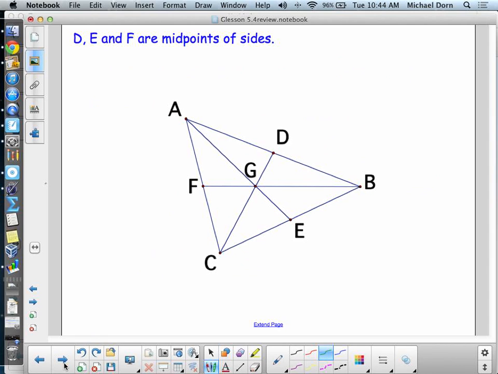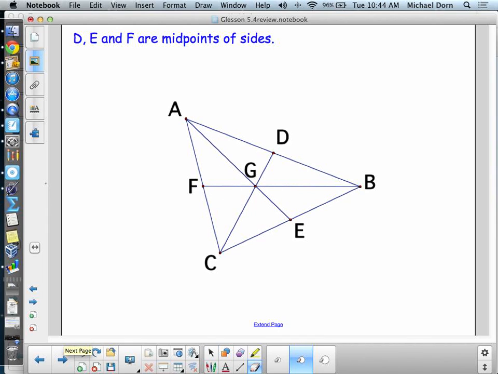D, E, and F are midpoints of the sides, so what do I call point G? The centroid. And BF, I would call that a median. What if I said that FG is 12? How long would GB have to be? 24.